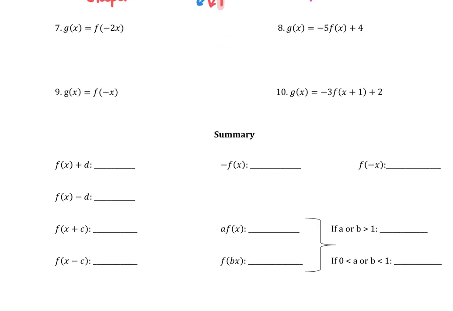All right, number 7, I see 2 changes happening. The first is my negative, and the second is my 2. Remember, those do not go together. So the first, my negative, since it's sandwiched between the F and the X, this tells me it is a reflection over the y-axis. The 2, since it's in between the F and the X, it tells me it's a horizontal change.